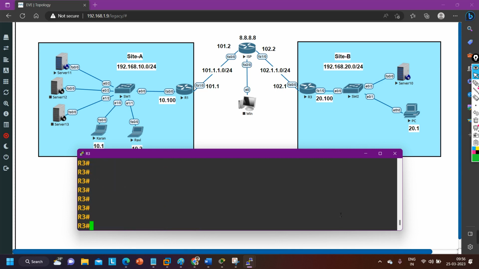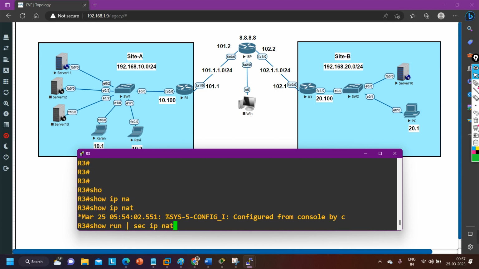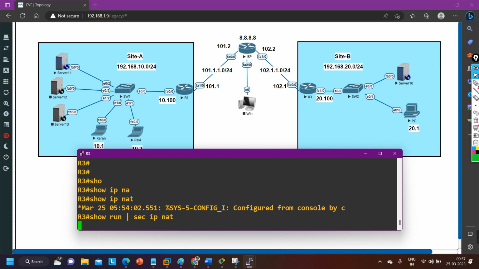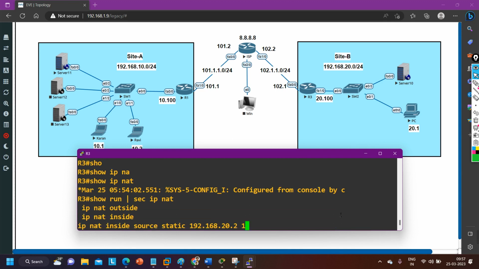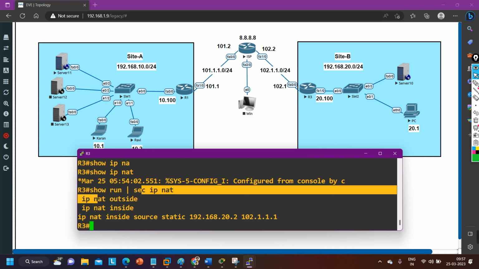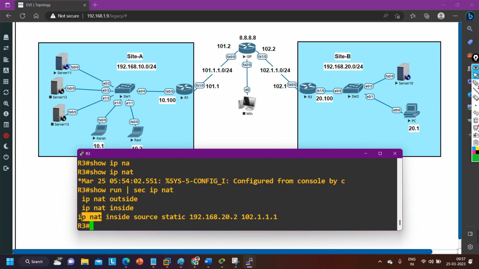Okay. Now if you will run the command, so show IP NAT. Guys, how to check NAT configuration? First of all, let me show you that if you want to check configuration, you can run show run and section IP NAT. It will show you the NAT configuration only. So see how many commands I have run: IP NAT outside, IP NAT inside, and IP NAT inside source static, this one, and this is my public IP address. This is my inside global IP address.